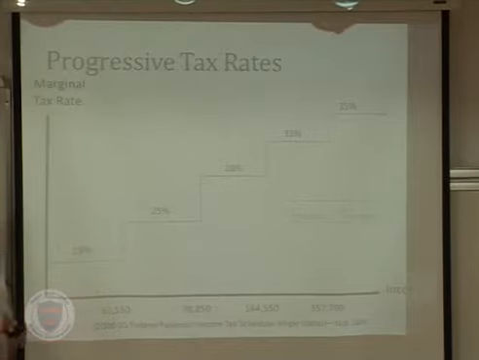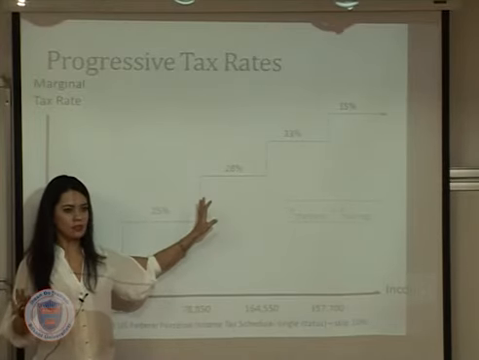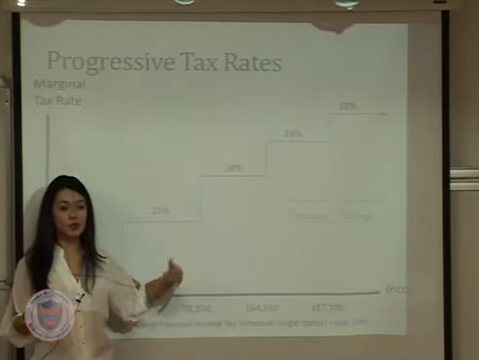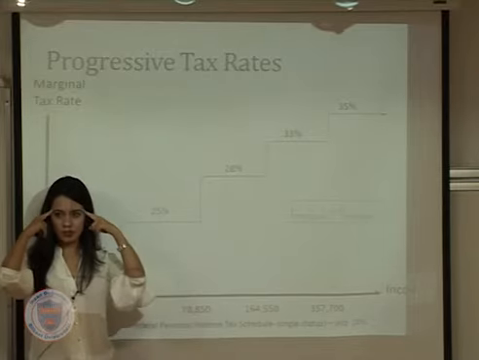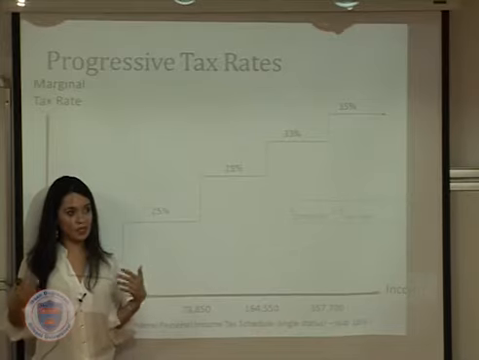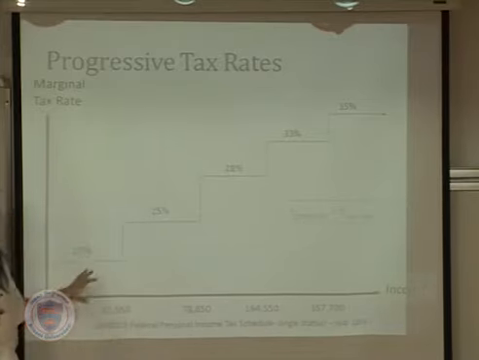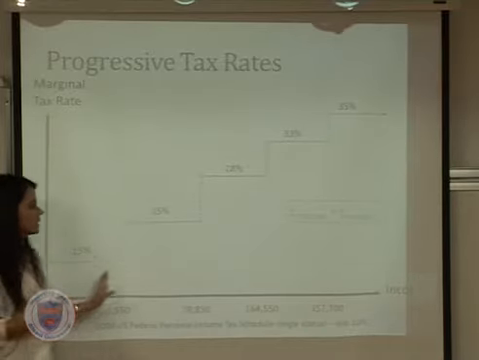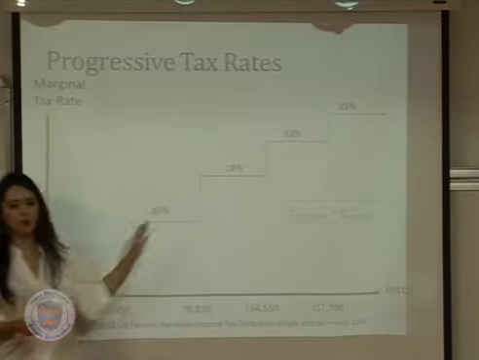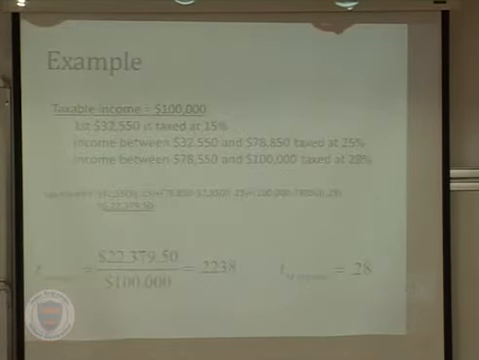When you have $100,000, they don't say, okay, pay 28% tax. If it was the case, you were going to pay $28,000, right? No, they don't do it that way. For the first part, you pay 15%, then 25%. Then for the last part, you pay 28%. So overall, the average tax you pay to the government is less than the marginal tax rate.